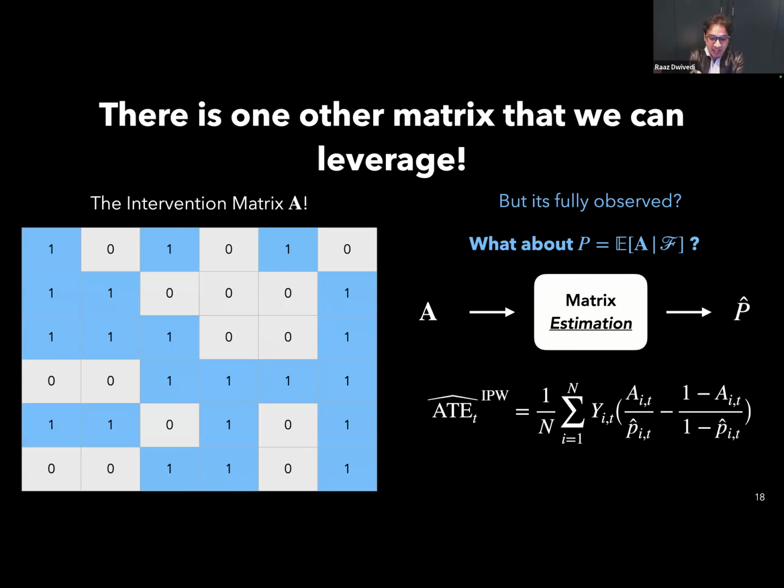And once I have this P hat, a natural estimator would be the IPW estimator. So the analog of IPW for this average treatment effect in this matrix world is, as intuitive, Y_IT times A_IT divided by P hat_IT, minus the analogous term for treatment zero. This would work well if P is low rank. This propensity matrix intuitively is low rank.